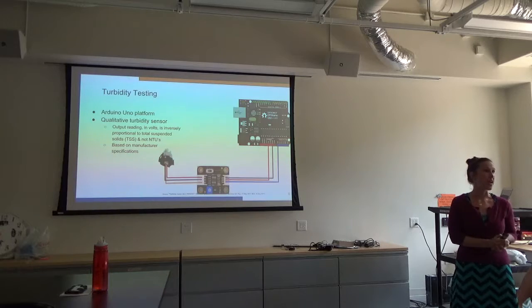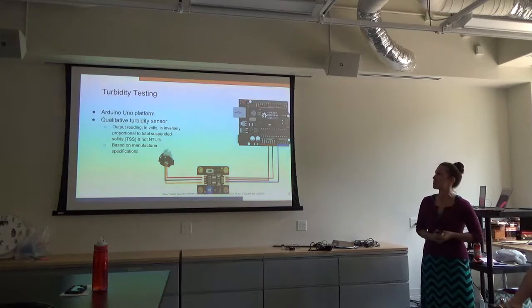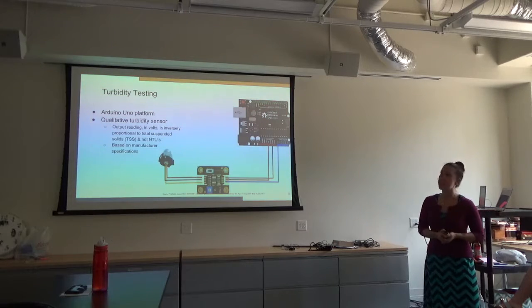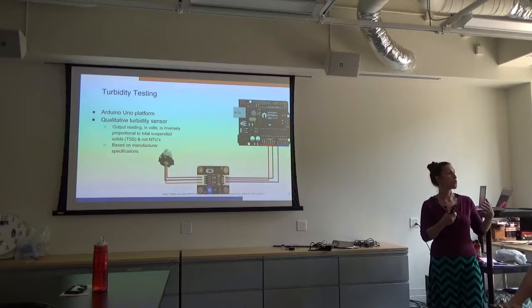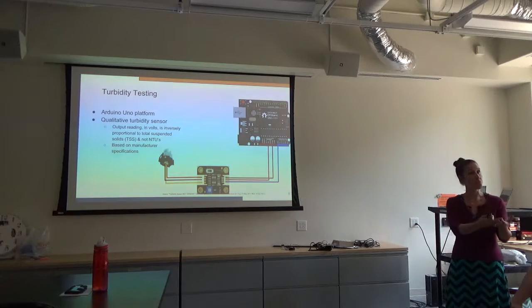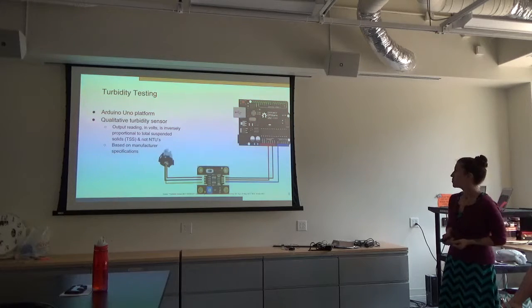I chose to use a very simple sensor, so the turbidity levels are measured in output of volts, and this is inversely proportional to the turbidity. So the higher the voltage level that was read, the better the water quality of that particular sample was.